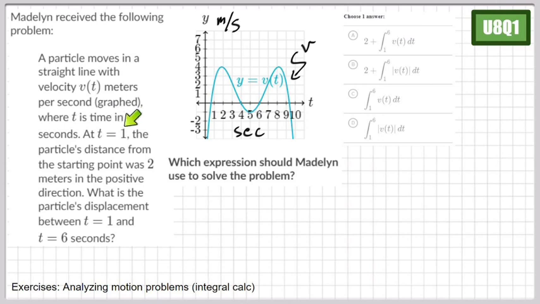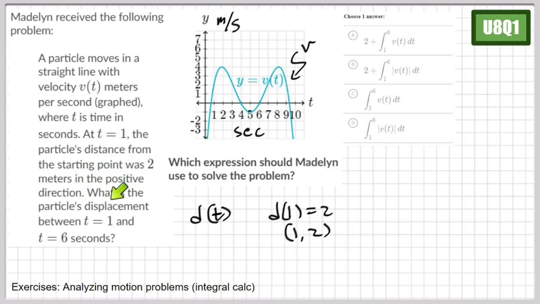At time t equals 1, the particle's distance, well, that's different. This is velocity, right? At t equals 1, the particle's distance from the starting point was 2. I don't know what the position or distance formula is, but we can say d of t is our distance. So d of 1 would equal 2. That's the point (1, 2) on the other graph that we don't see. Meters in the positive direction, so that's a positive 2.